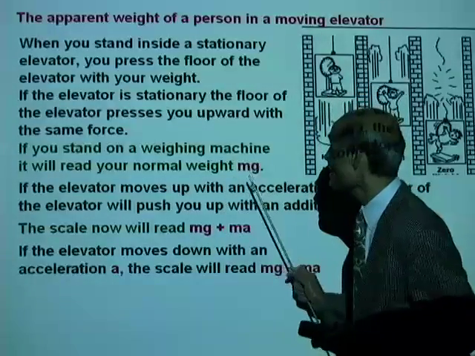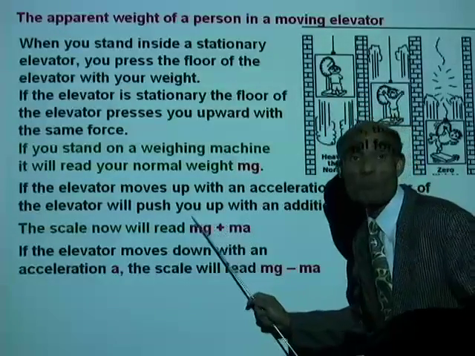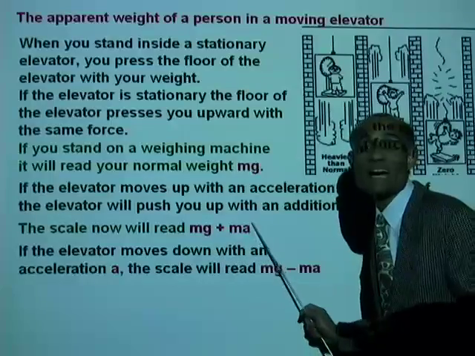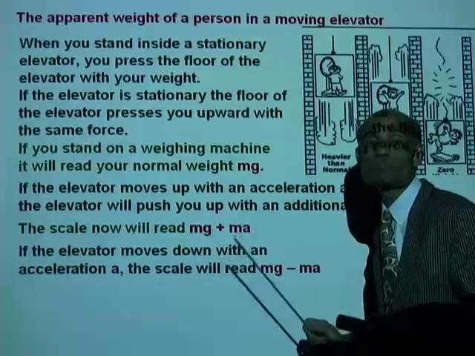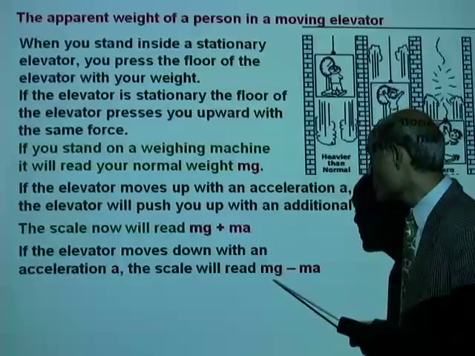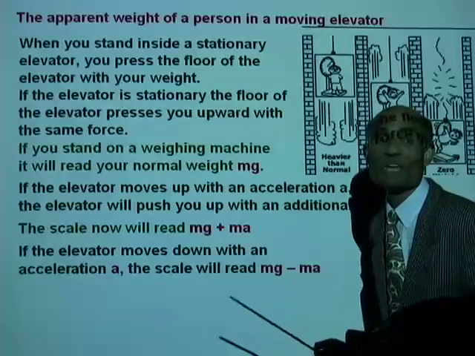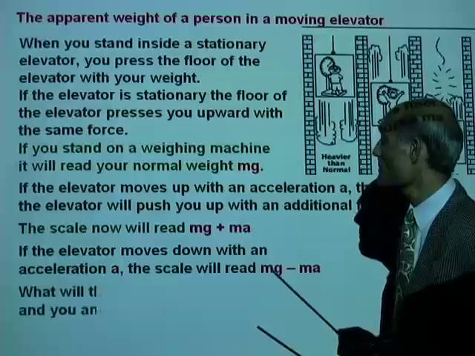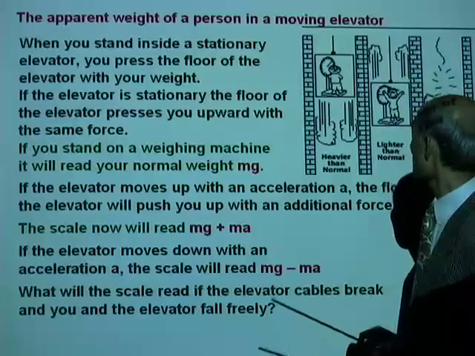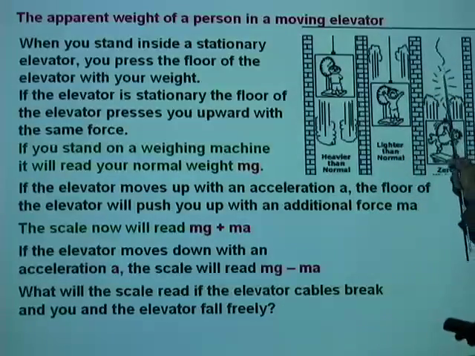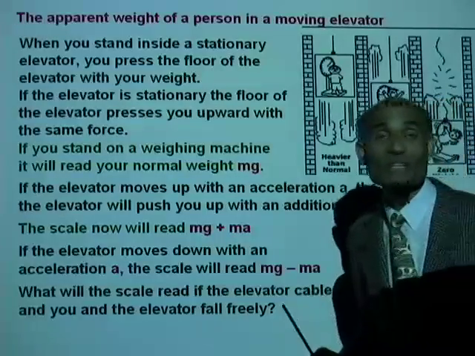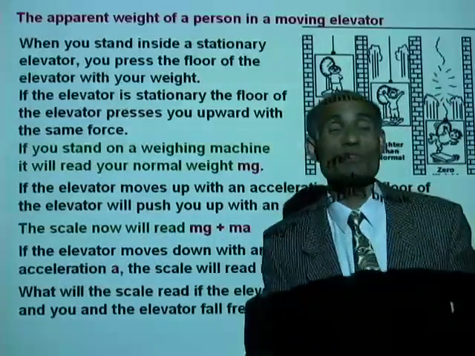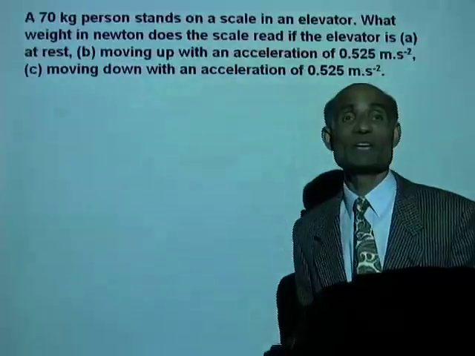That means if the elevator is accelerating upward, your weight as read by the weighing machine will be mg plus ma. If it is moving down, the weighing machine will read mg minus ma. And if the cable breaks, there you are, weightless. That's right, you can fly around inside the elevator.